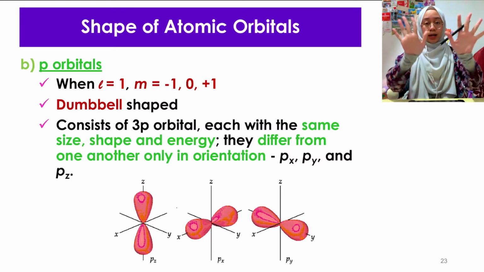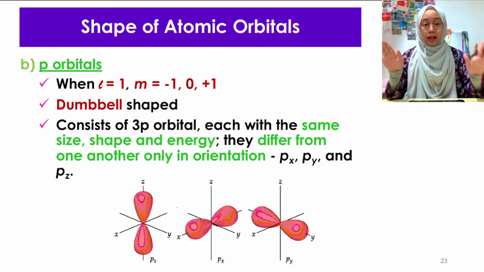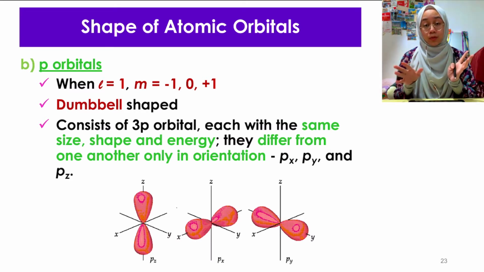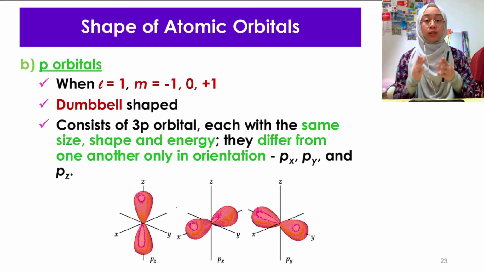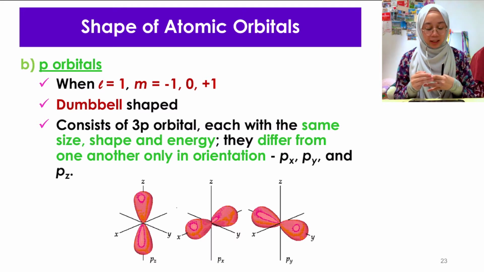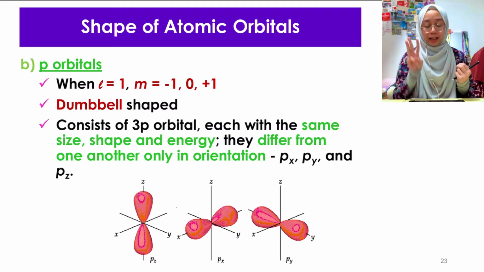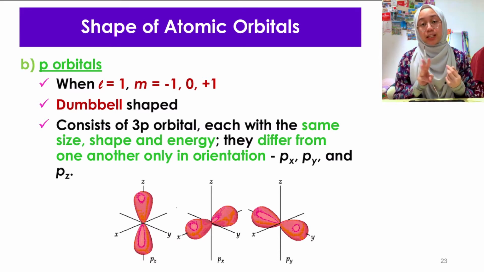Bermaksud kita tengok daripada arah yang sama. Okay, and then kalau kamu tengok orbital pula, so somehow orbital kamu berada dekat paksi yang berbeza. Okay, so it shows that it has a different orientation. So untuk p orbital ni kita ada 3 lah. Okay, kita ada 3 orbital menunjukkan dekat orientation yang berbeza.